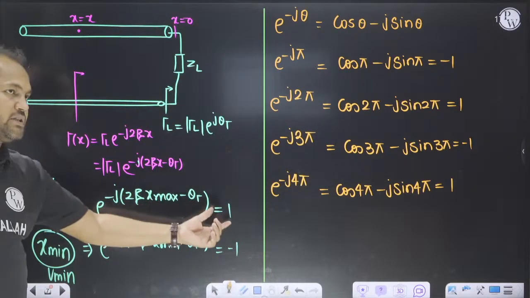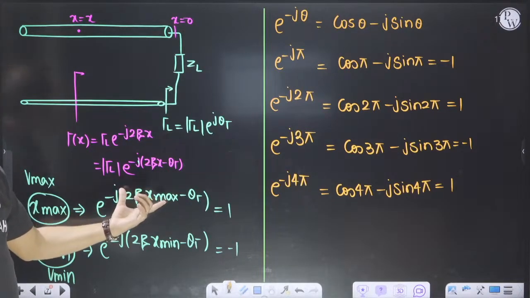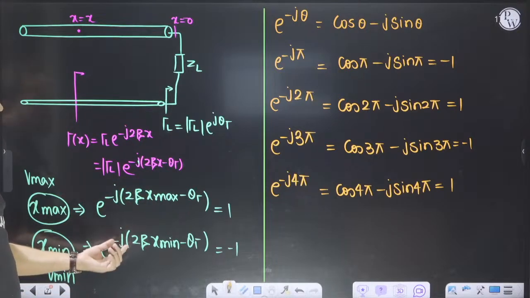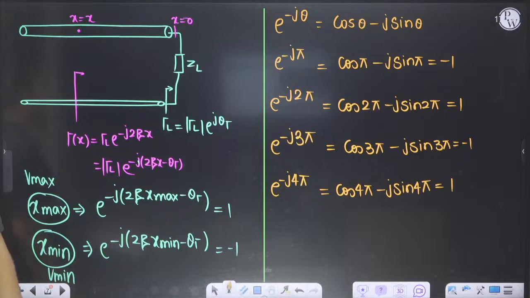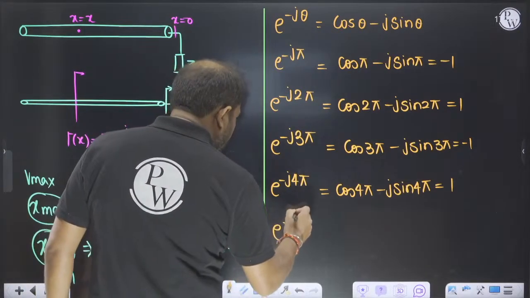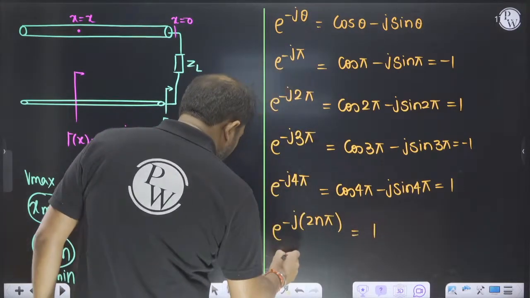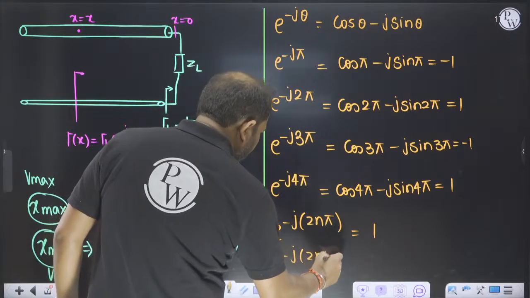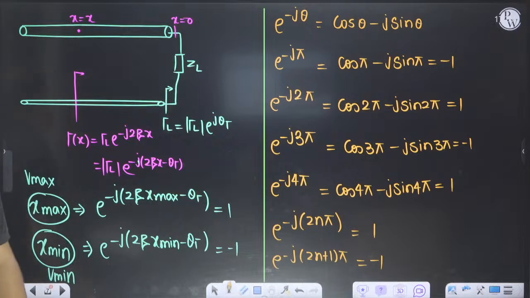So it will be plus 1 when 2 beta x max minus theta gamma is 2 pi, 4 pi, 6 pi, and it is minus 1 when 2 beta x min is pi, 3 pi, 5 pi, 7 pi. So we can say that e to the power minus j 2n pi, that means an even multiple, will be plus 1, and e to the power minus j (2n plus 1) pi will be minus 1. So we can use this point.